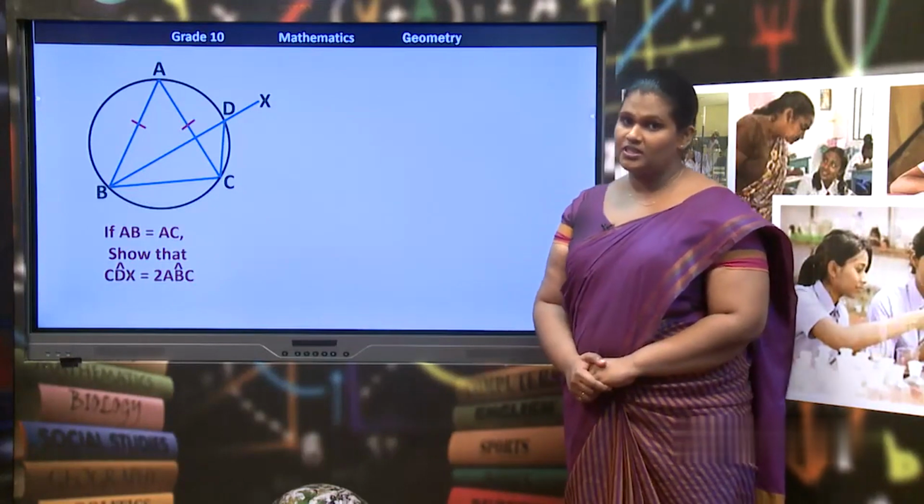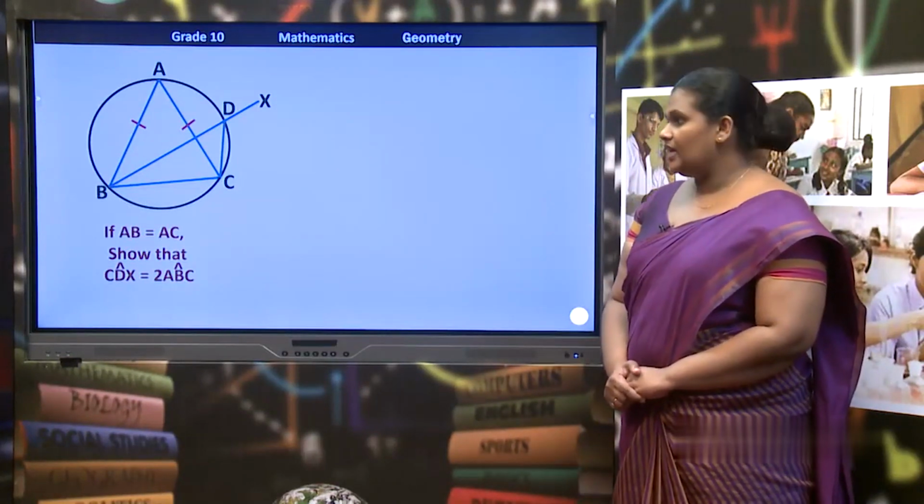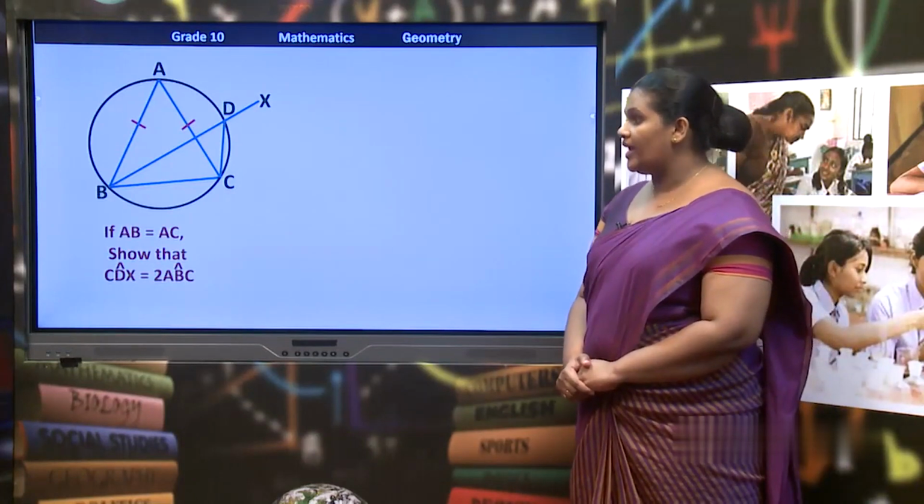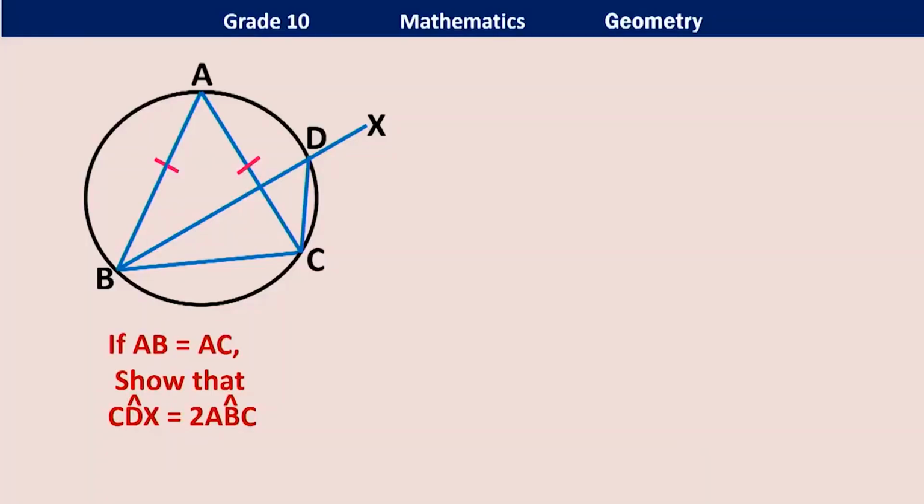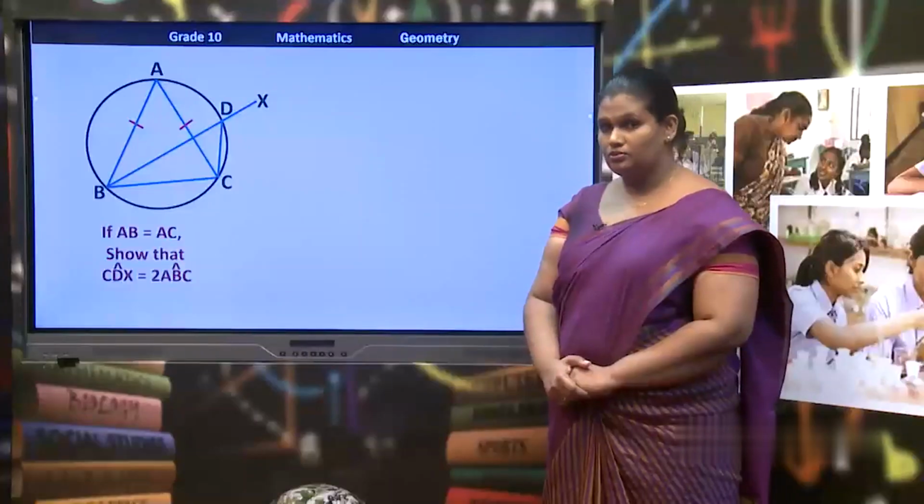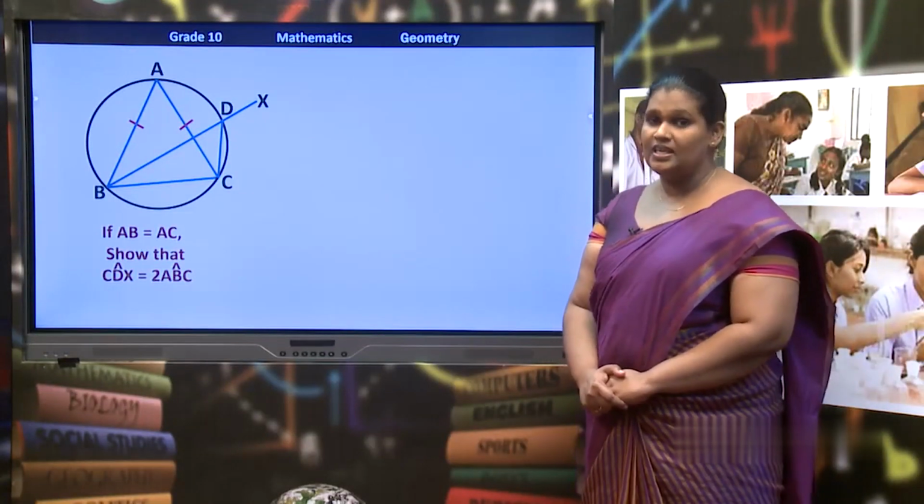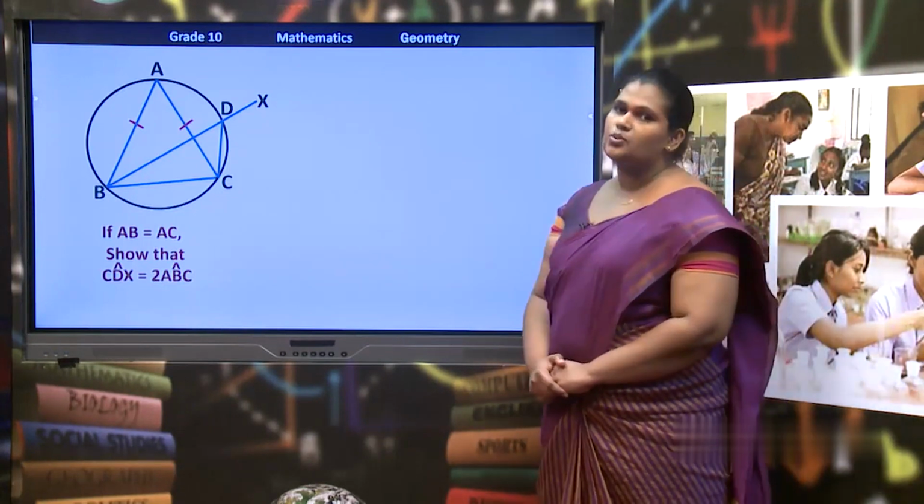Right, have a look at this question. Right, the figure is given. If AB is equal to AC, show that angle CDX is equal to twice of angle ABC. First of all, we will see what these two angles are. Angle CDX is equal to twice of angle ABC. Right. Now, using the knowledge we have got about the three theorems we have learnt in the previous lesson, we have to show this relationship.